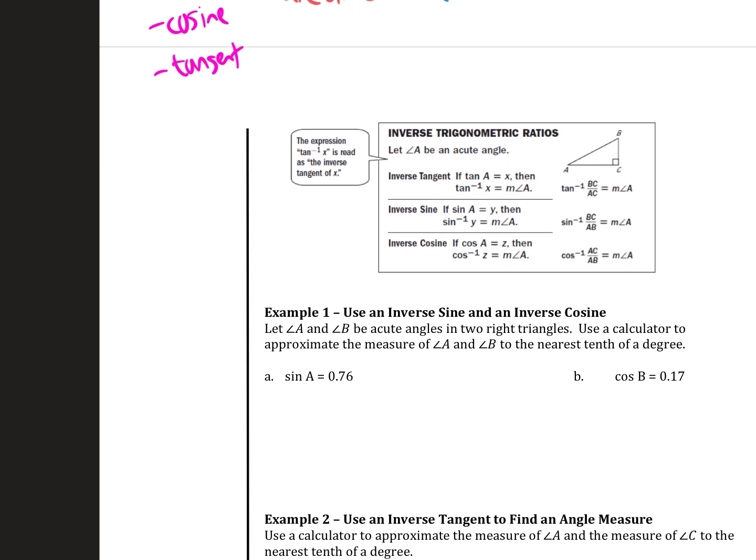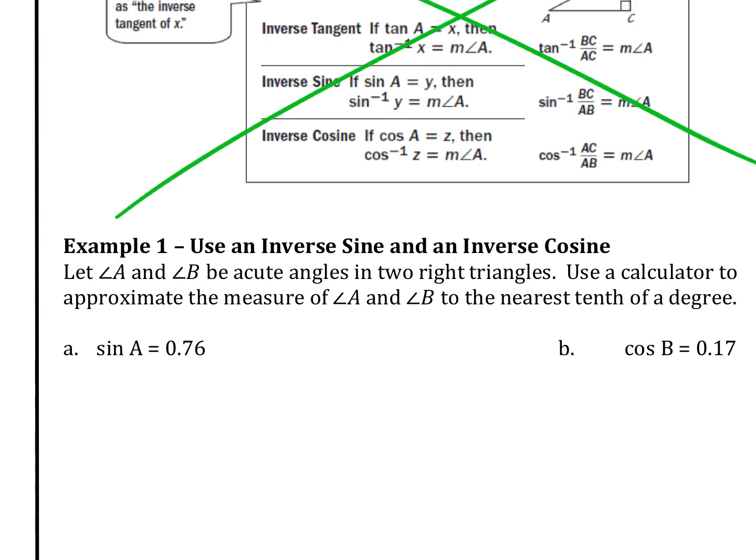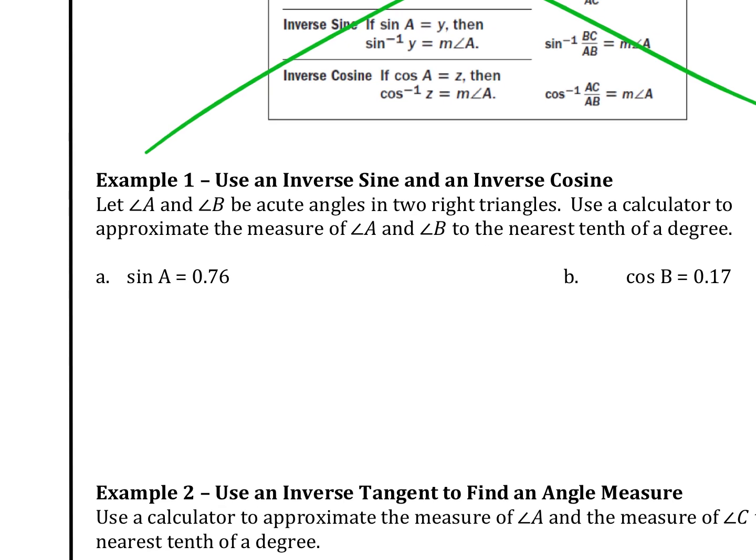Let's move down here. We're crossing out this garbage. So let's do an example. This actually won't be too bad. We're just going to make sure you have a calculator handy because it's going to be useful. So if we have sine of A equals 0.76, how do I solve for A? What's the opposite of sine? The opposite of sine is inverse sine.